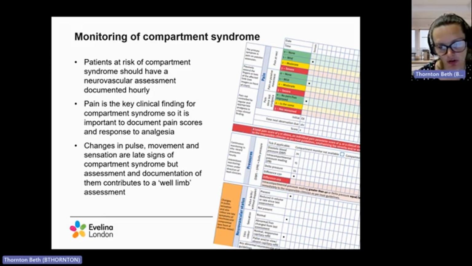You can monitor pressures here, which again, I don't know about other trusts, but our trust doesn't routinely do for compartment syndrome. But the key is that you're documenting whether you can feel a pulse and what the quality of the pulse is, documenting the sensation and whether that's varied from baseline, and documenting your skin colour and capillary refill time. So they will probably vary from trust to trust, but hopefully the basics will be there to help you assess for the risk of compartment syndrome.